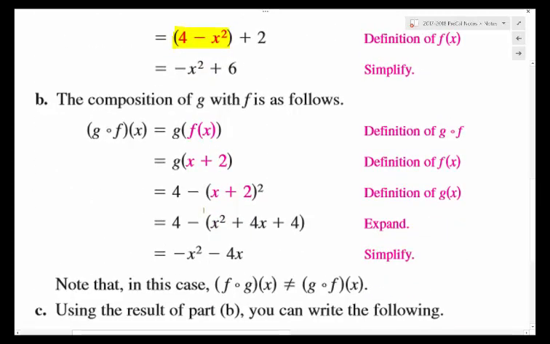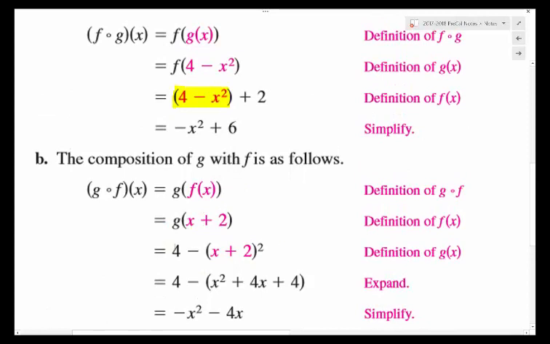The composition of g with f then becomes, instead of plugging in 4 minus x squared, I plug in x plus 2. So now I have 4 minus x plus 2 squared. So I have to expand x plus 2 squared to get x squared plus 4x plus 4. Now notice I have a negative here. That negative has to be applied to the entire equation. If I don't apply that negative to the entire equation, then I have done it incorrectly. So now I'm going to have negative x squared minus 4x minus 4. The 4 and minus 4 cancel out, so I have negative x squared minus 4x.